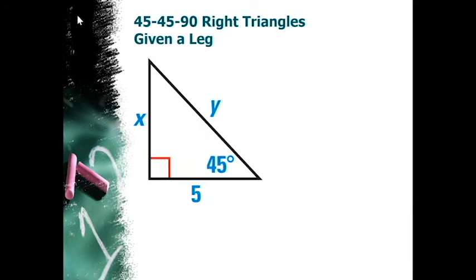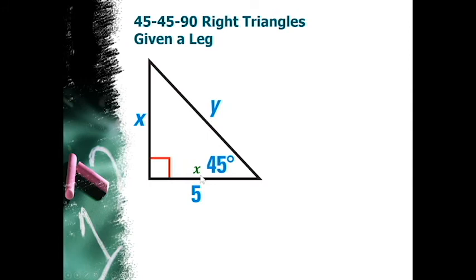Here's our first example of a 45, 45, 90 right triangle. We're going to start off with a sample where we're given a leg. Notice here we have a 45-degree angle and a 90-degree angle. That dictates that the missing third angle is also a 45-degree angle, since our angles have to add up to 180. So like we did with the 30, 60, 90s, we're going to start off by looking at our rule. Which side goes with which rule?